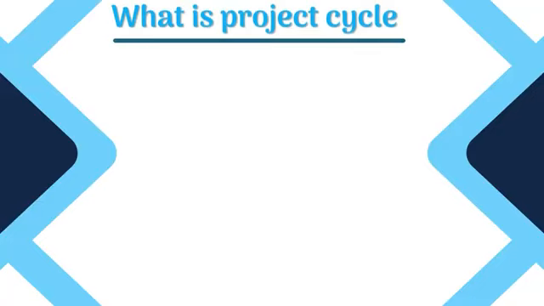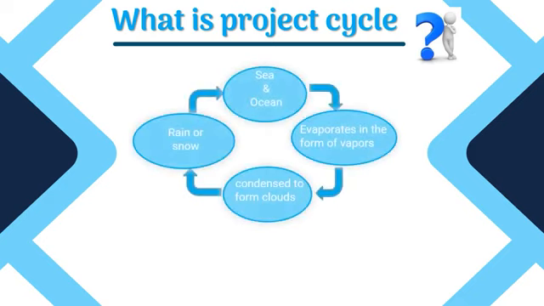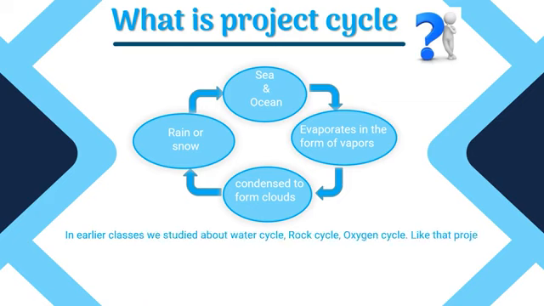So what is project cycle? From the word itself, we can identify that it is a kind of a cycle or a process. In earlier classes, we have studied about water cycle, rock cycle, oxygen cycle. Like that, project cycle is also a step-by-step process to solve problems. In our daily life, we apply the concept of project cycle, but we do not notice it.